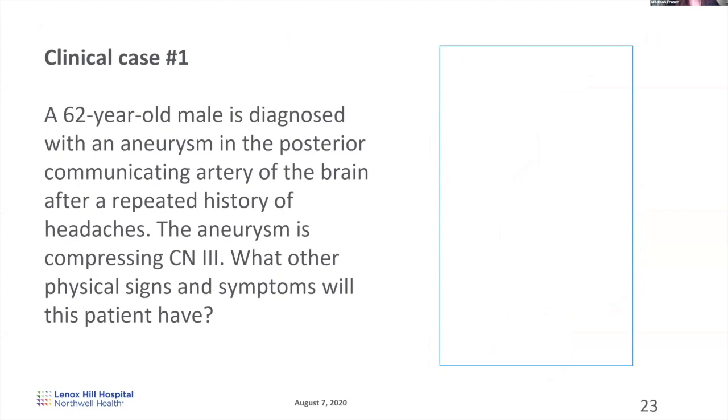Okay, so we have some clinical cases that I just wanted to run through so that we can test our understanding of these cranial nerves, and then we'll take questions at the end. So the first clinical case is a 62-year-old male diagnosed with an aneurysm in the posterior communicating artery of the brain after a repeated history of headaches. The aneurysm is compressing cranial nerve 3. What other signs or symptoms will this patient have? So if anyone wants to guess, you can just throw it in the chat.